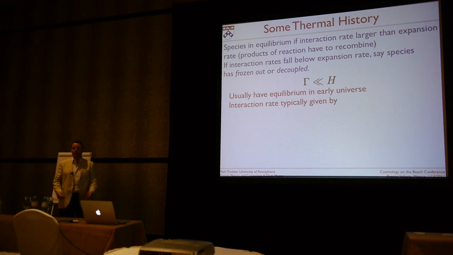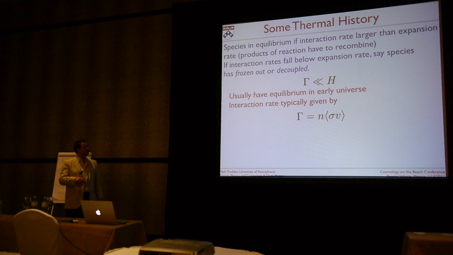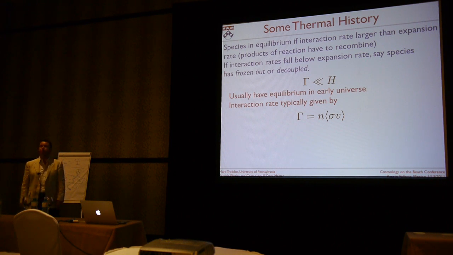So when does this happen? Well, usually you have equilibrium in the early universe. That's just generally true. The interaction rate is typically given by the number density of particles times the thermally averaged cross-section times the velocity of particles. And that velocity can get very large in the universe, of course.